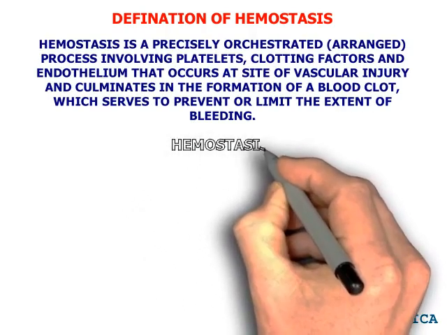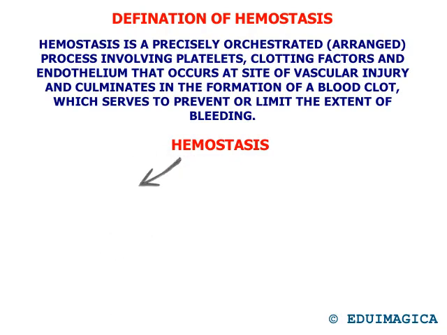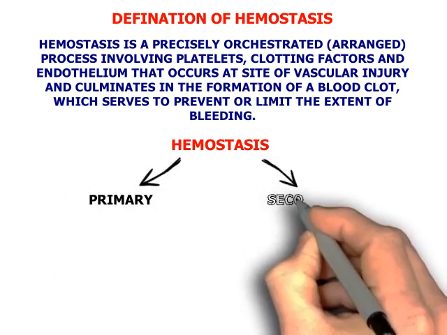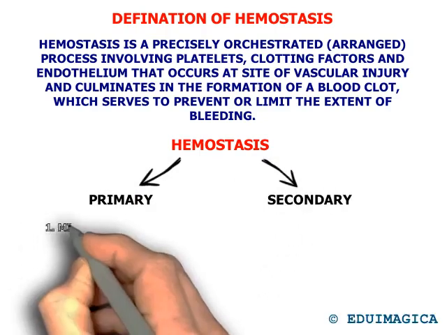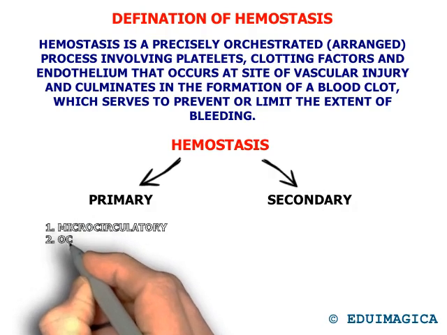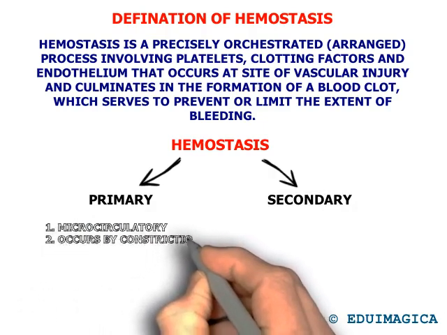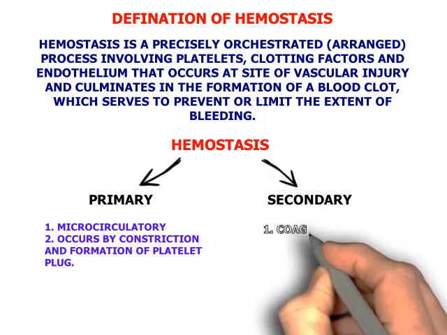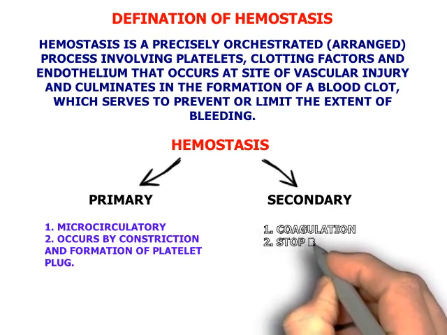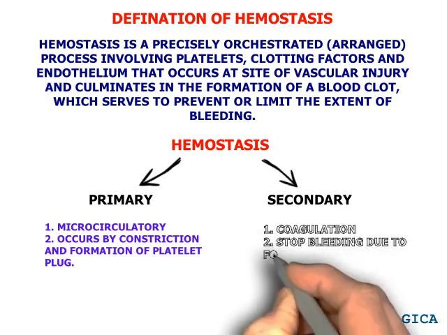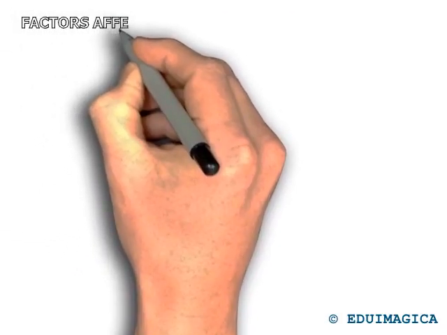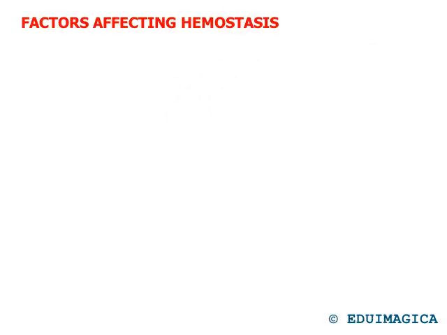Now, let's talk about the types of hemostasis. Hemostasis is basically of two types: the primary hemostasis and the secondary hemostasis. The primary hemostasis is a process of the microcirculatory bed, and it occurs by constriction of blood vessels and formation of a platelet plug, whereas the secondary process involves coagulation and it stops bleeding due to the formation of an insoluble fibrin network.